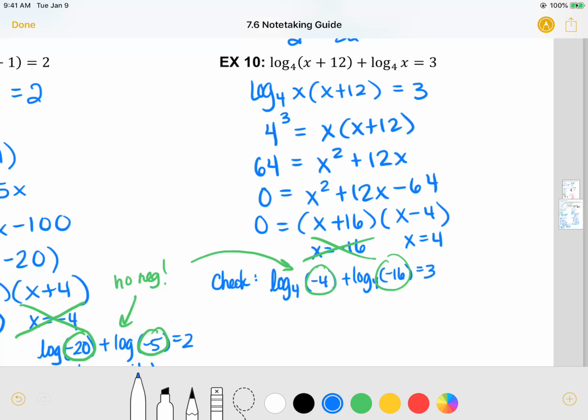Let's check 4. So log base 4 of 4 plus 12 is 16, plus log base 4 of 4 should equal 3. Okay? So then if you condense those, 16 times 4 is 64. So we have log base 4 of 64 equals 3. And we're going to rewrite that as an exponential, and that works.